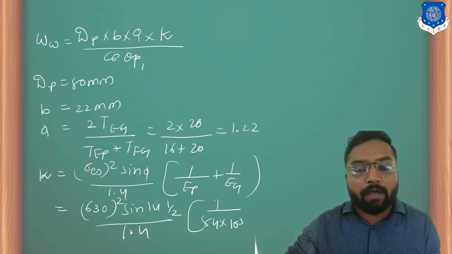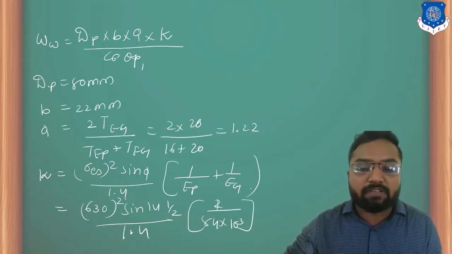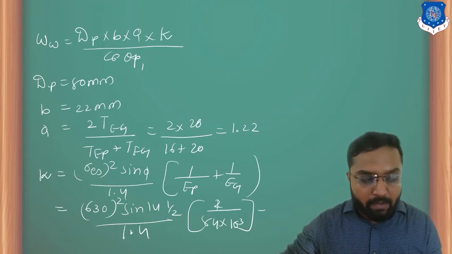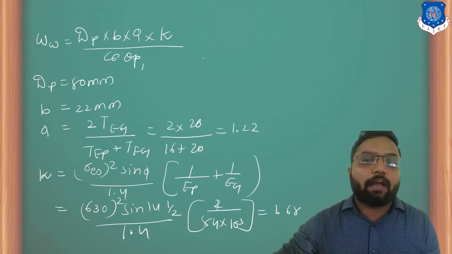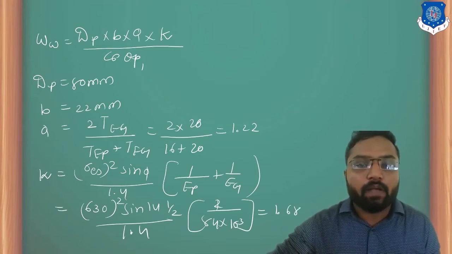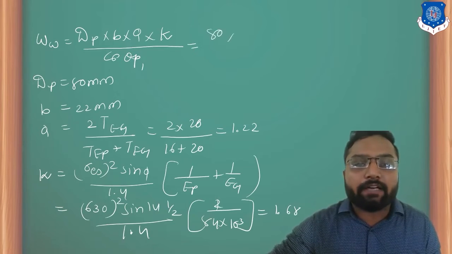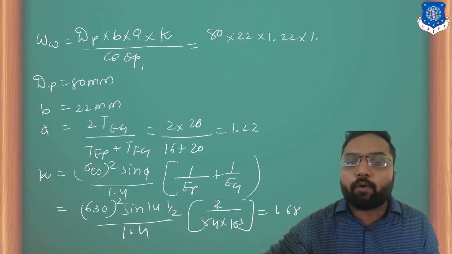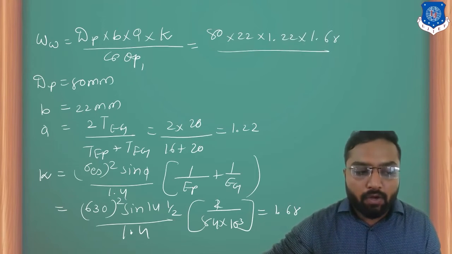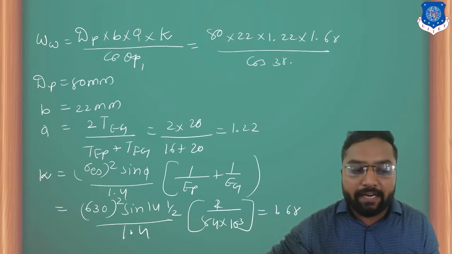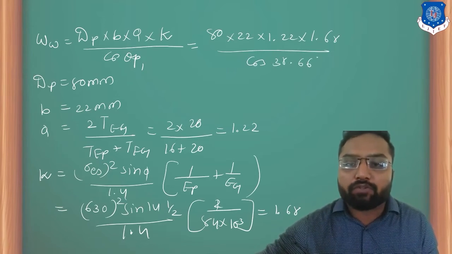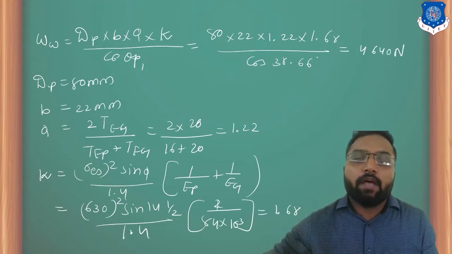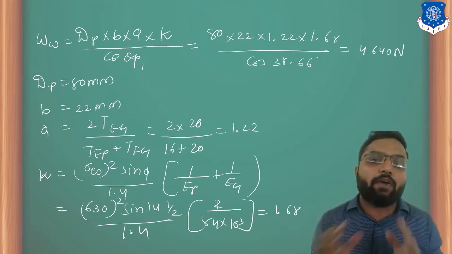This is 1 divided by 2 into, because it is going to be the same for the same material. So the value for k will be 1.68. Now put all the values into this W: 80 into 22 into Q 1.22 and 1.68 divided by cos 38.66, which we have found. So ultimately the value will be 4640 newtons. Now let's discuss this value of face width.